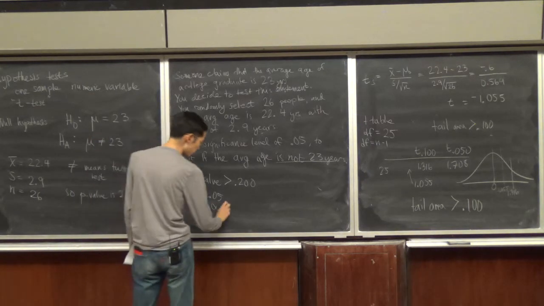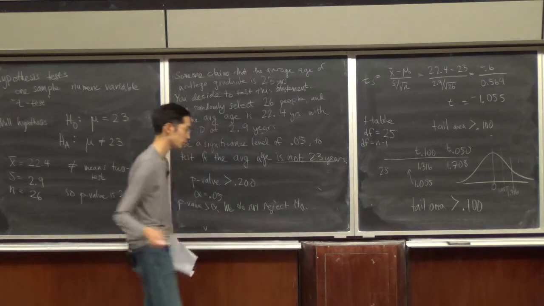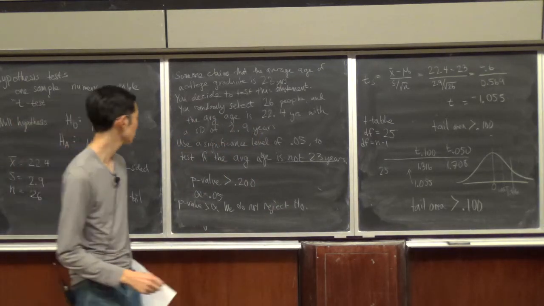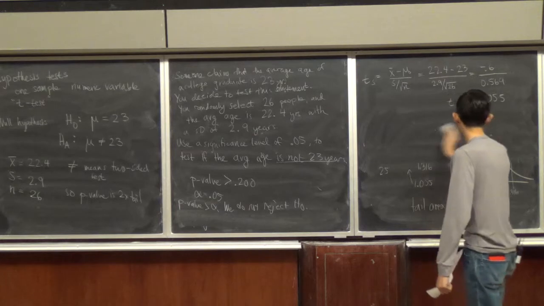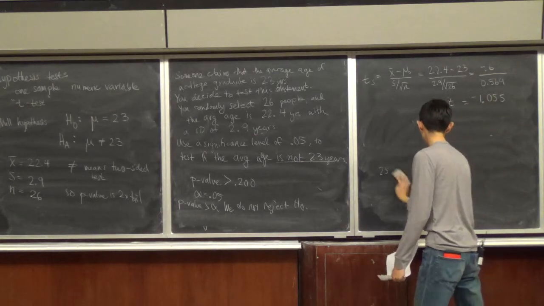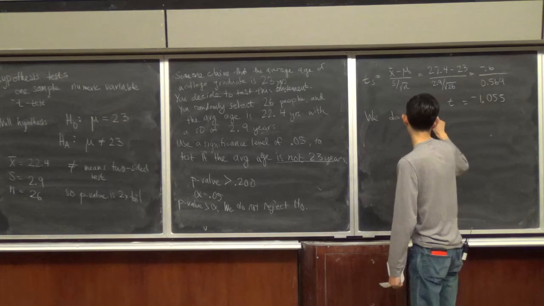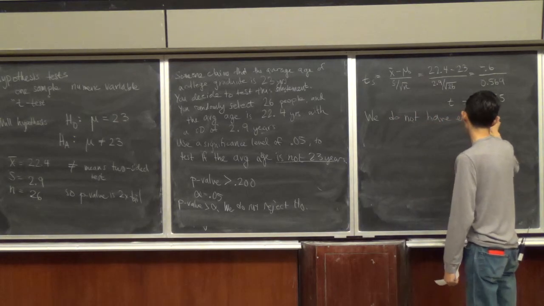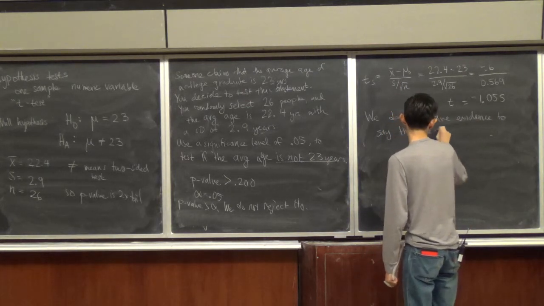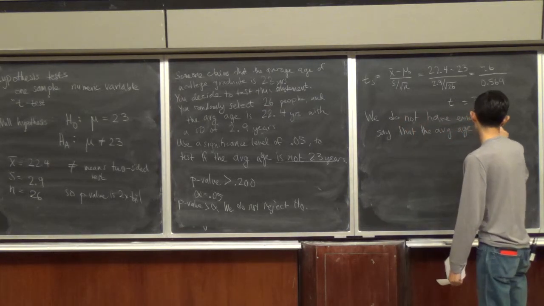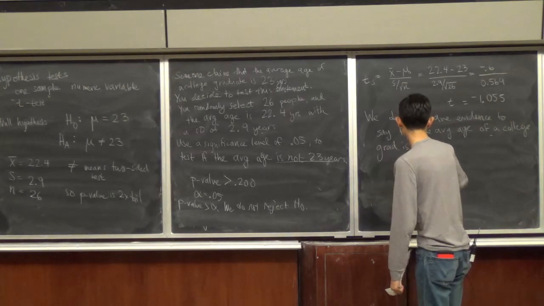So what do we say? We do not reject the null hypothesis. And what does that mean? We don't have enough evidence for what? So when you don't reject the null hypothesis, we would say we do not have evidence to say that the average age of a college grad is not 23 years.